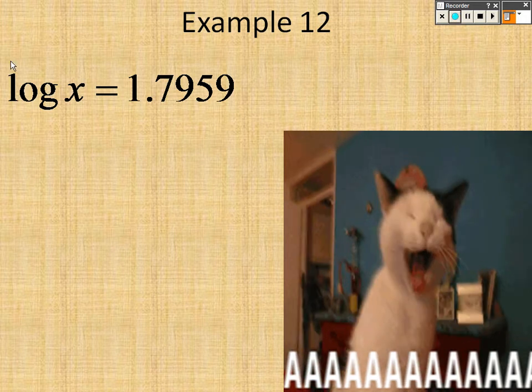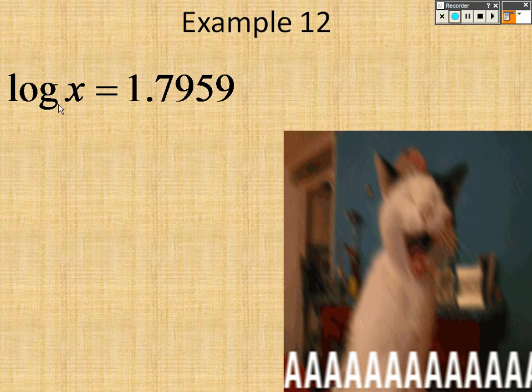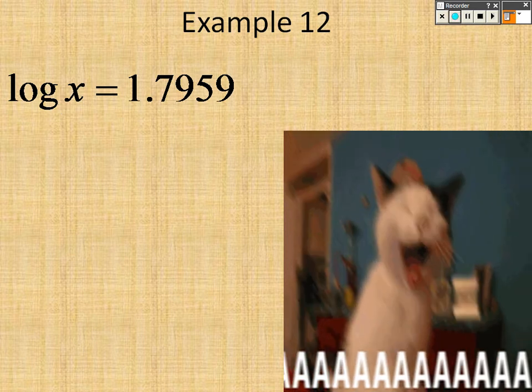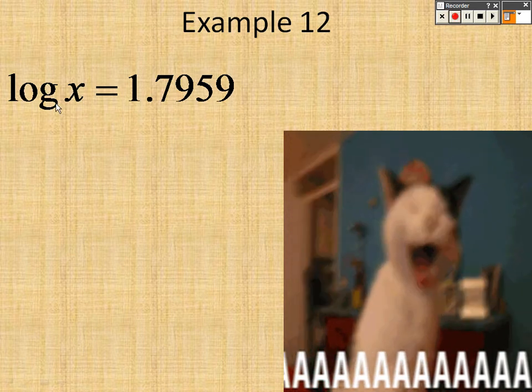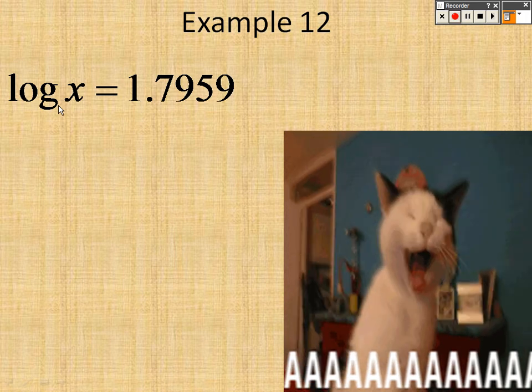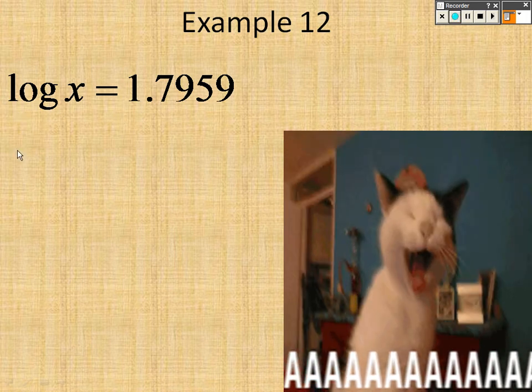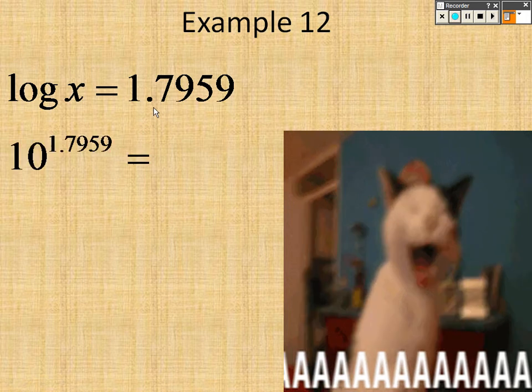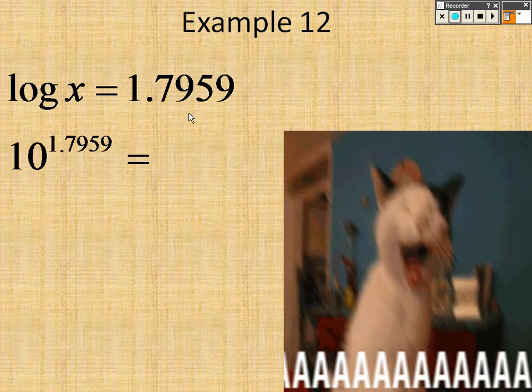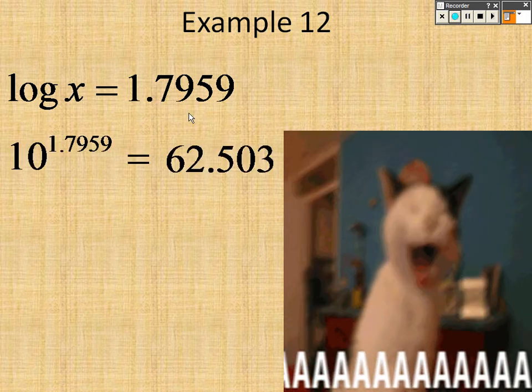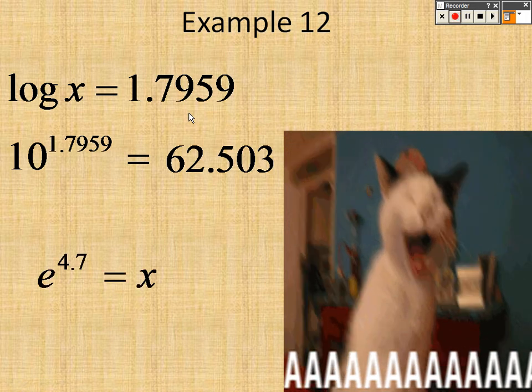So this is like saying, hey, what's the base? The base is base 10. So solving this without a calculator, well, I guess you're going to need a calculator either way, but if you were to rewrite this, that's a 10 there. So that means you would take this to a 10 and you take that to the 10. So those would cancel out. So really what I'm saying is 10 to the 1.7959, which is 62.503.